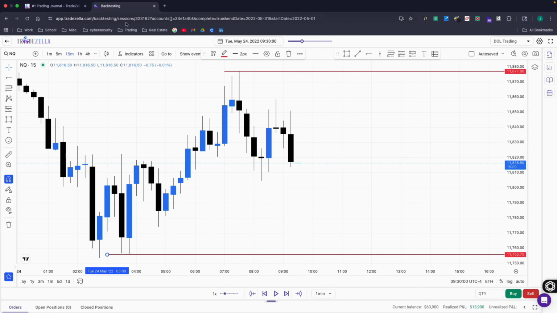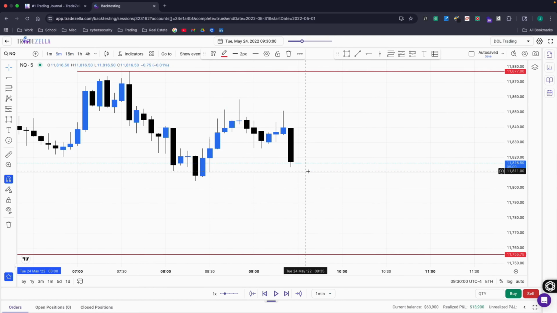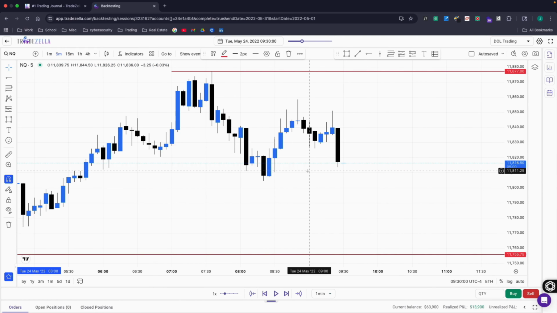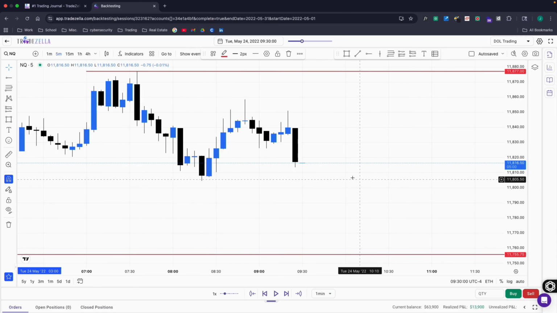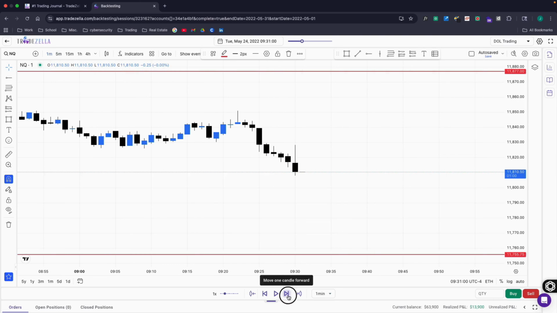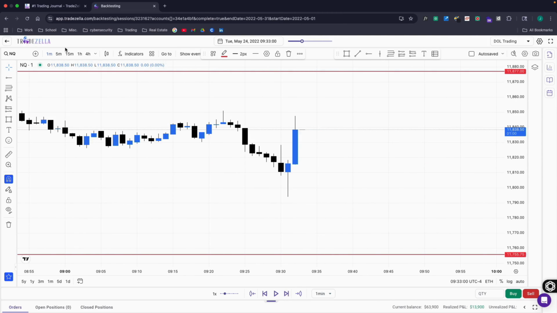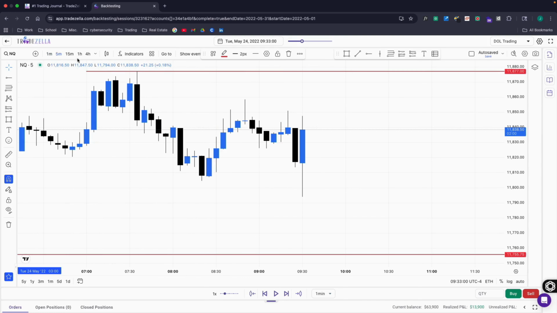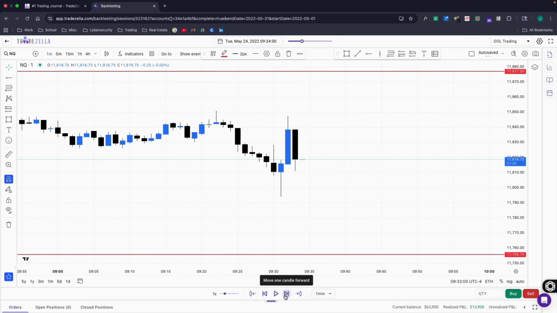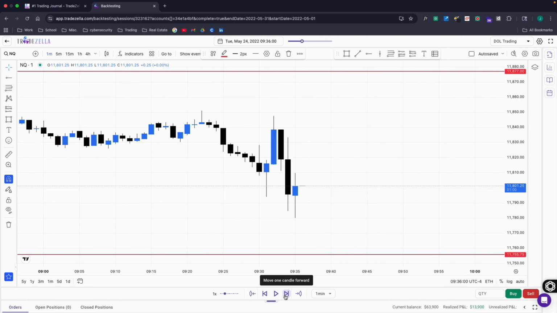Not many fair value gaps though. On the 15, on the 5, barely any fair value gaps. This is actually gross. This is disgusting. Let's see what direction we want to go. We're going in this one. If we can get an entry, I guess not actually.